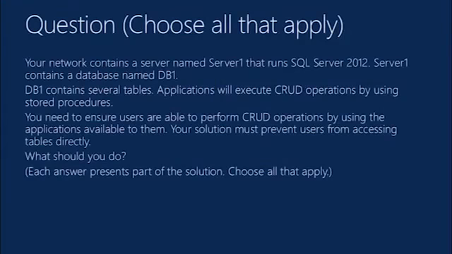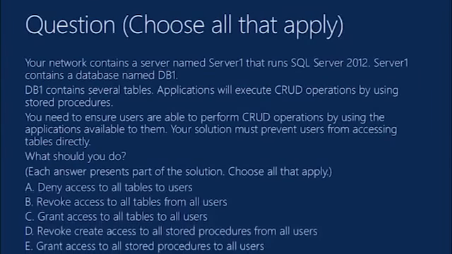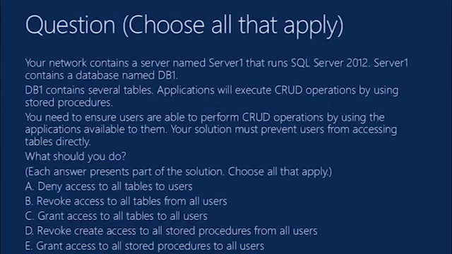Okay, so you have a network that contains a server named Server1, very original naming conventions, as usual. It runs SQL Server 2012, and Server1 contains a database named DB1. DB1 contains several tables. There are going to be applications executing CRUD operations, create, read, update, delete, by using stored procedures. You need to ensure that your users can perform the CRUD operations by using the applications available to them. Your solution must prevent users from accessing tables directly. What should you do?